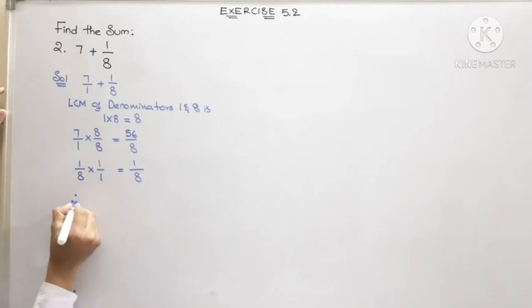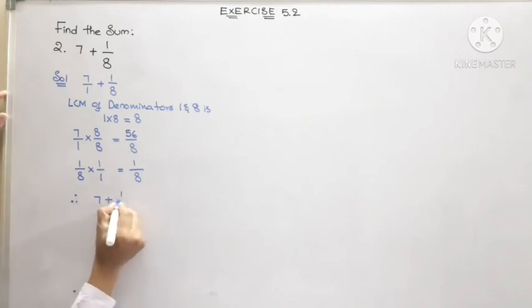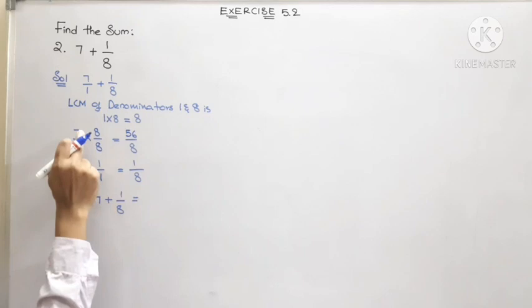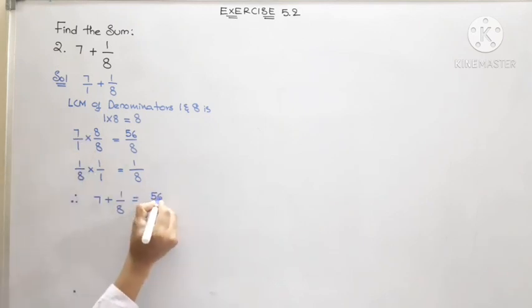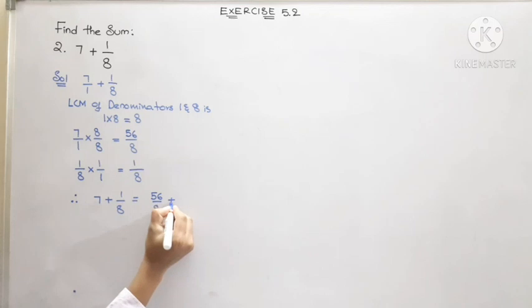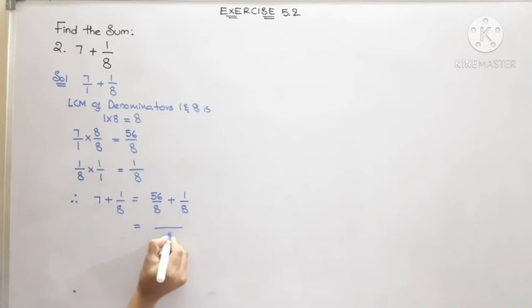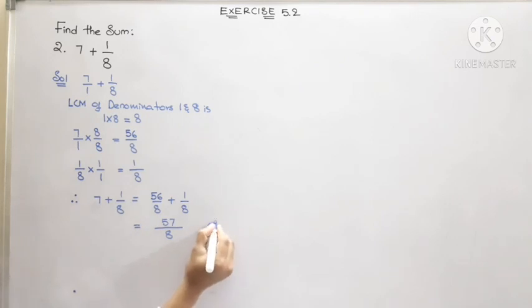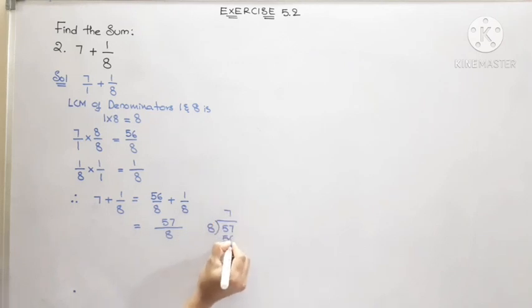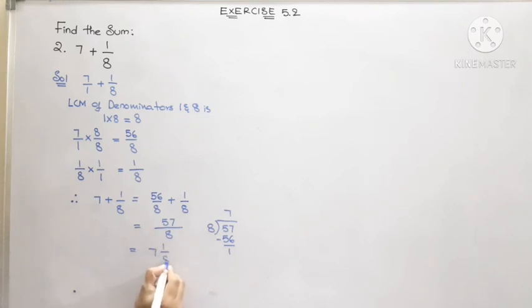Now, therefore, 7 plus 1 by 8 is equal to, what is the new fraction for 7 by 1? We got 56 by 8 plus 1 by 8, which is anyway 1 by 8. That is equal to the sum of 56 and 1, 57, so 57 divided by 8. 8 sevens, 56. The remainder is 1. So 7 1 by 8.